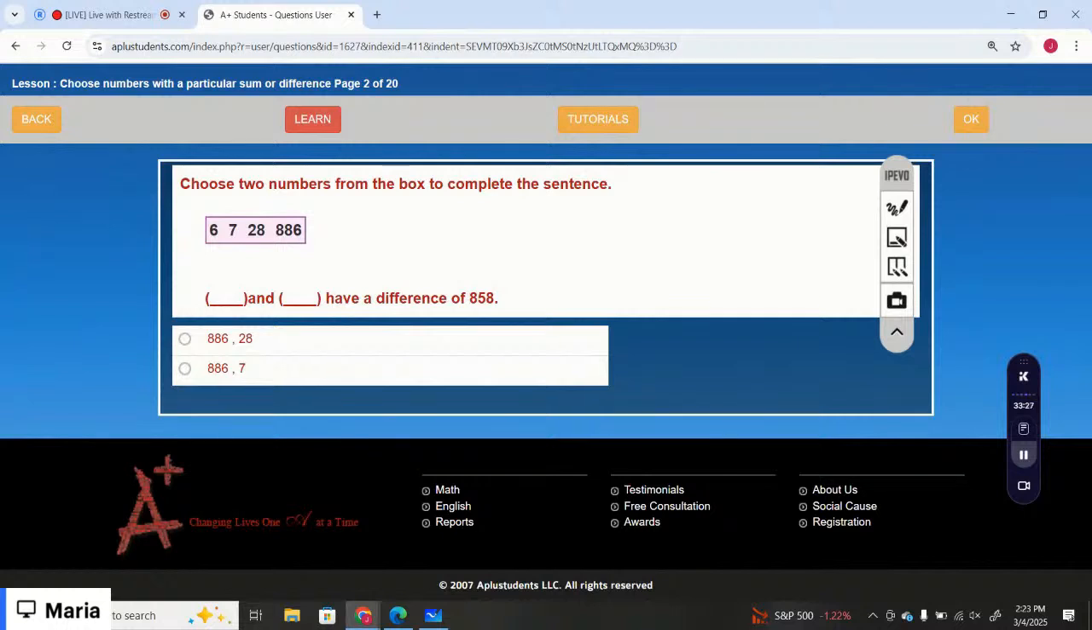Choose two numbers from the box to complete the sentence. Which two numbers have the difference of 858? Which is the correct option? Option number 1 is the correct option. That is 886 and 28 have the difference of 858.